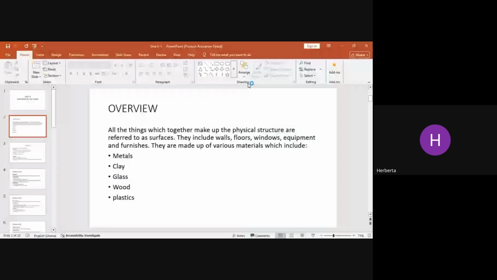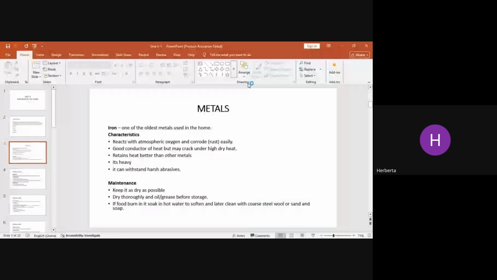And when you look at these places, the materials that are used in making the surfaces are metals, clay, glass, wood, and then plastic. You'll see that when we were discussing equipment, we did mention metals, clay, glass, wood, and plastic, but it was not delved into because unit 2 will cover all those sides. Now we are coming back to metals again.